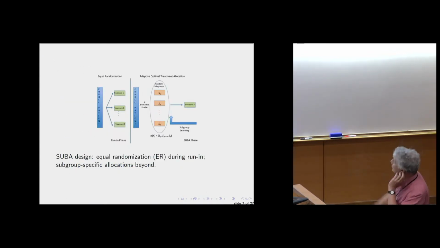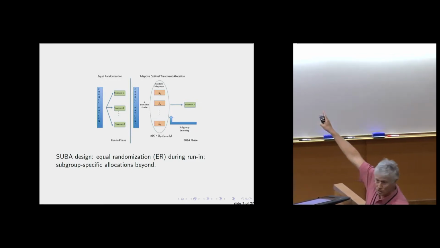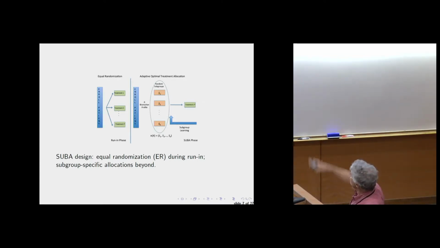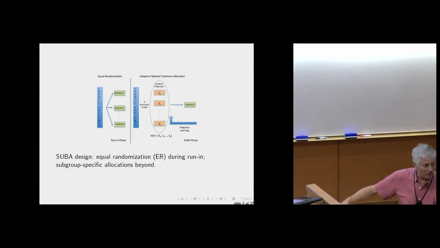This is just a picture of this design. You can see, to the left of the bar is the initial run-in when you do equal randomization. To the right of the vertical bar, we do adaptive allocation to the random subgroups, where as we go along, we build up inference on the random subgroups as inference on a random partition of the covariate space, which is indexed by this particularly simple way of just sequences of covariates on which we split.